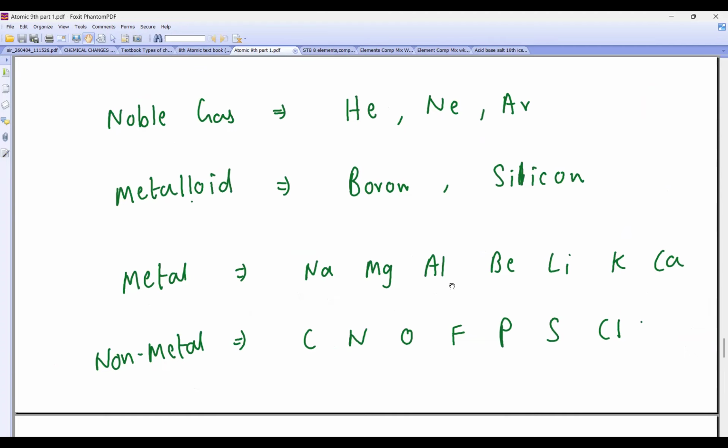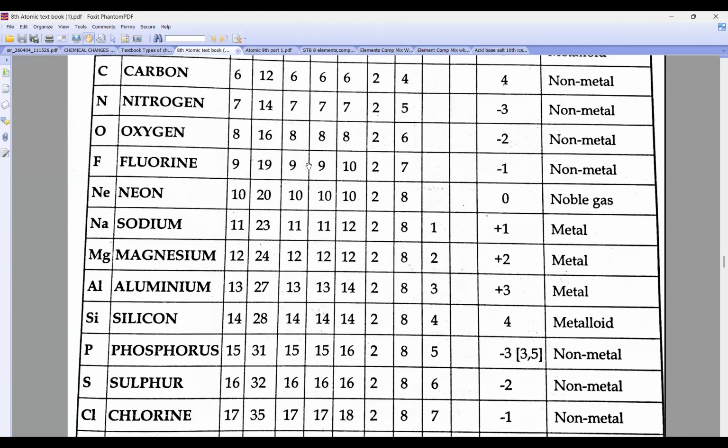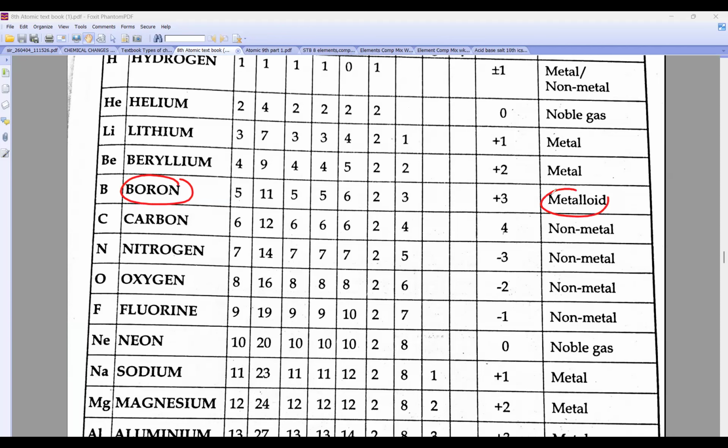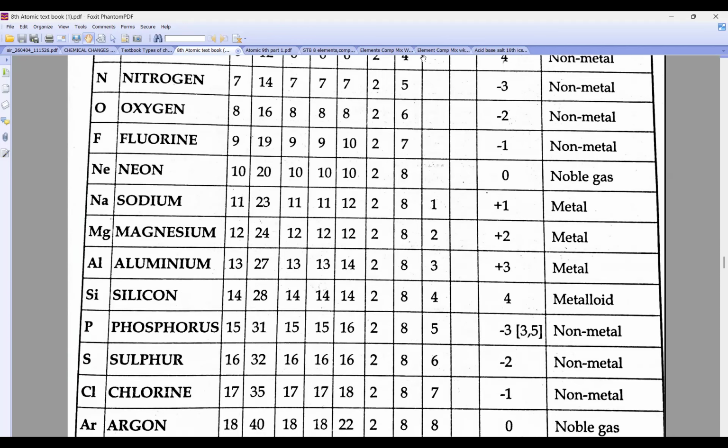Sodium, magnesium, aluminium, beryllium, lithium, potassium, calcium are metals; the non-metals are the others. Now look beta, in your textbook this is very important. They will ask you which are metalloids. So can you see, beta, who is the metalloid? Boron and silicon. They will ask this.